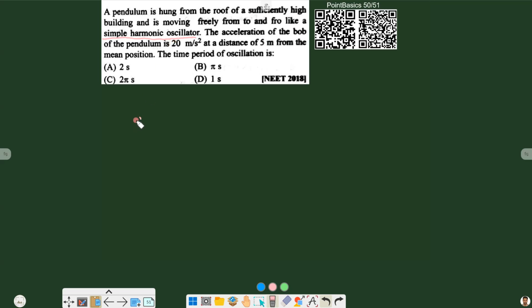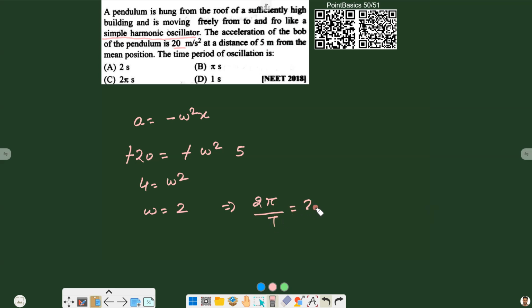In that scenario, acceleration is given by negative omega square x, meaning acceleration is towards the mean position, where omega is 2 pi by T and x is the displacement from the mean position. Acceleration is given as 20, and because it is towards the mean position, we take it as minus 20, equal to minus omega square times x, and x is 5. So 4 is equal to omega square, and omega is equal to 2. Now omega is equal to 2 pi by T is equal to 2. 2 gets cancelled, and from this T is equal to pi seconds, or option B.